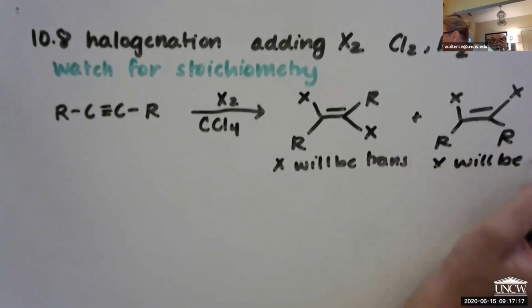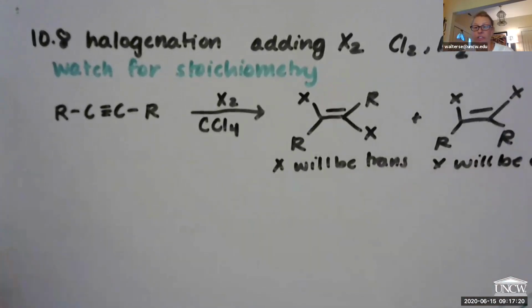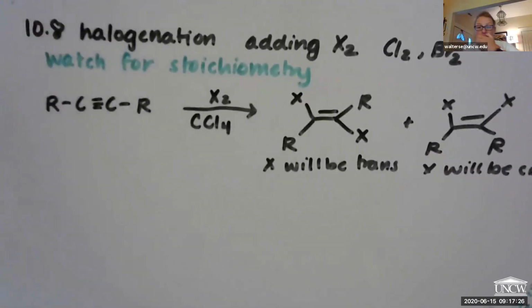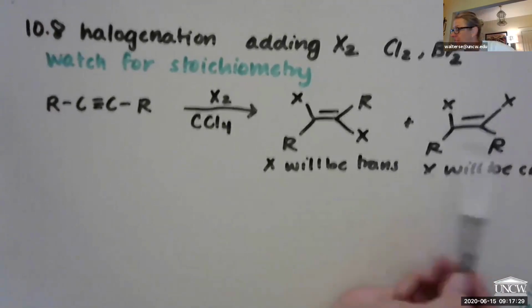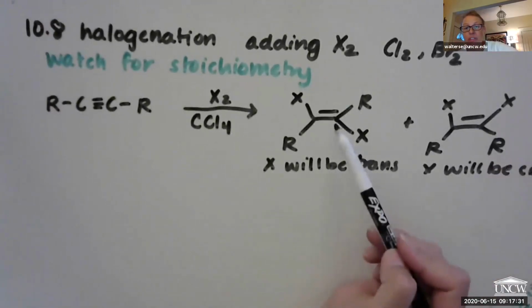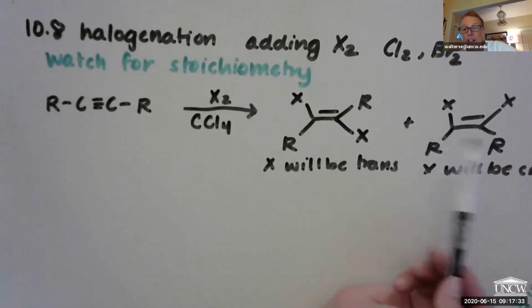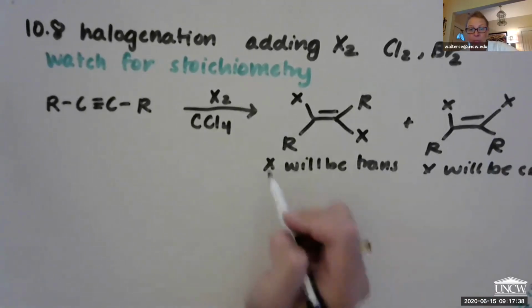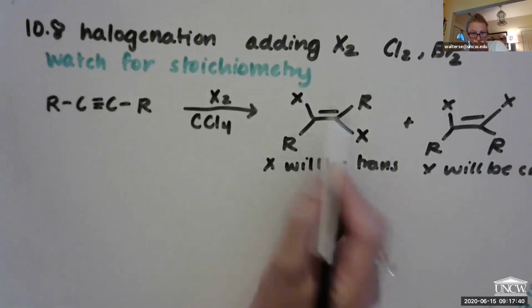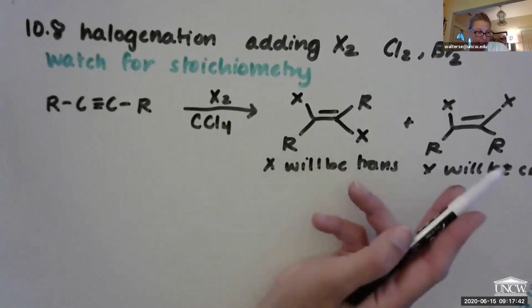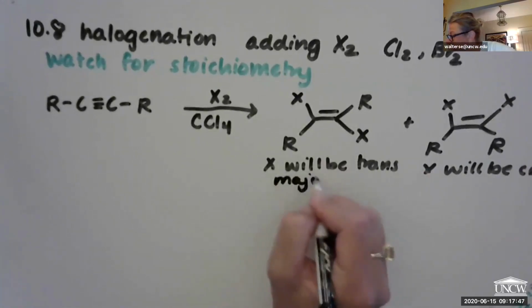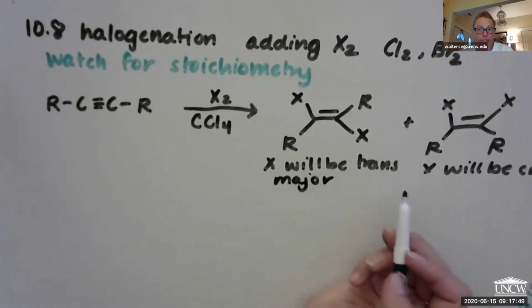Now you can't use the words cis and trans for these, and the reason is because in this case, what I have shown is that you're making tetra-substituted alkenes. So you'd have to name these as E and Z. But with respect to the placement of X, you'll get a trans product and a cis product. The trans product is the major product, but the mechanism for this is not well understood.